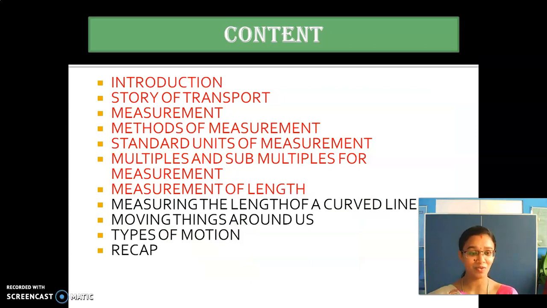So these are all the content of this lesson. Introduction, story of transport, measurement, methods of measurement, standard units of measurement, multiples and sub-multiples of measurement, and then measurement of it. These are all the topics which we will revise in today's session, and in the next session, we will revise the remaining one. This has been a somewhat vast lesson, so I have split it into two. In today's slot, we will revise the contents listed here, and the remaining three we will see in the next.